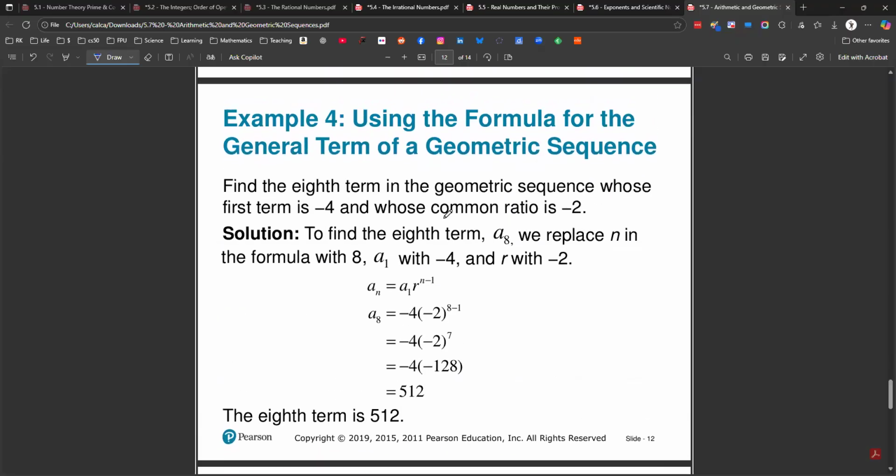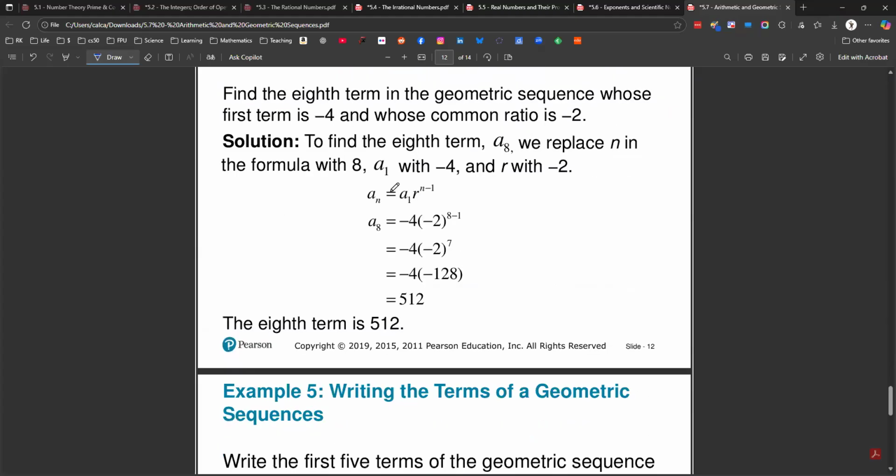Using the general formula for the general term of a geometric sequence, we want to know the 8th term of a geometric sequence whose first term is -4 and whose common ratio is -2. So plugging in, we want a sub 8. We have -4 times -2 to the 8 minus 1. So this is -4 times -2 to the 7th. You have 2 to the 7th is 128. Multiplying that by -4, you get positive 12.